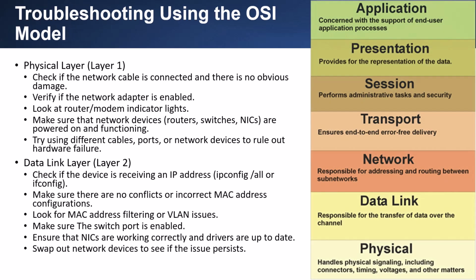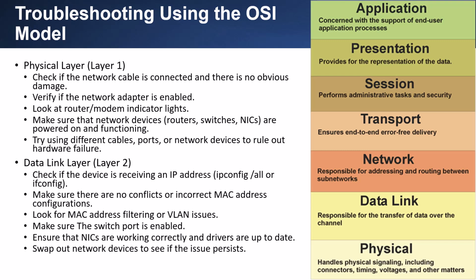For the physical layer, Layer 1, check if the network cable is connected and there's no obvious damage. Verify if the network adapter is enabled. Look at the router modem indicator lights. Make sure that the network devices such as routers, switches, and NICs are powered on and functioning. Try using different cables, network ports, or network devices to rule out hardware failure.